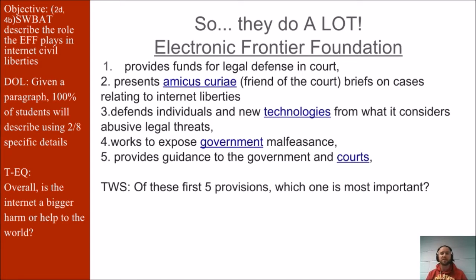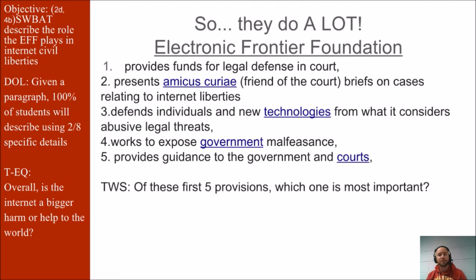Number 1, provides funds for legal defense in court. Number 2, presents amicus curiae, which is friend of the court briefs on cases relating to internet liberties. So it's to help judges and lawyers understand things about the internet. Number 3, defends individuals and new technologies from what it considers abusive legal threats.